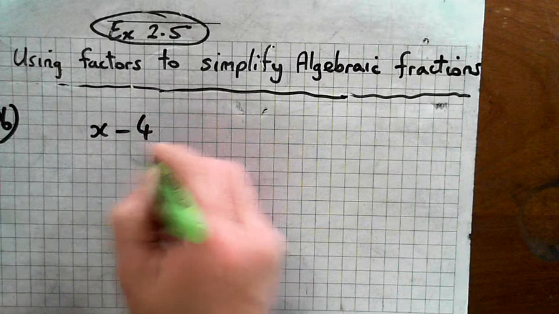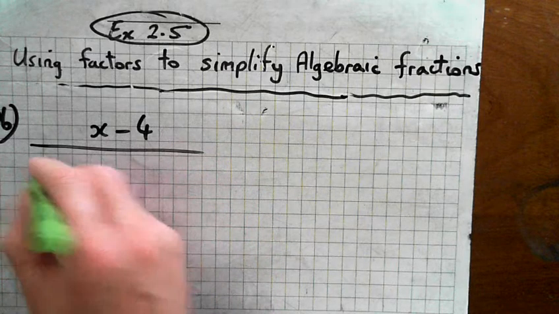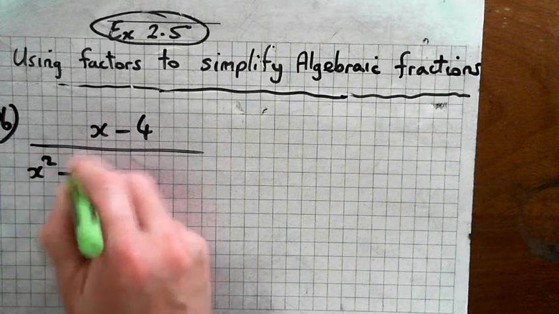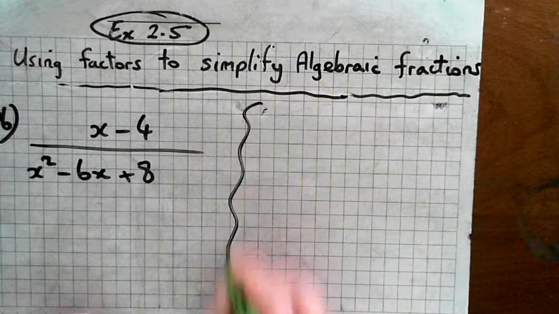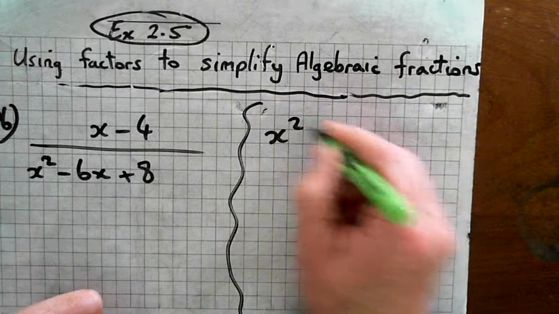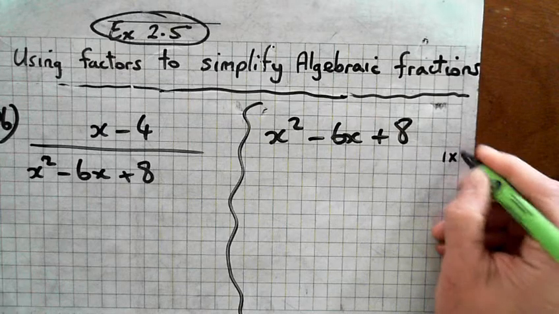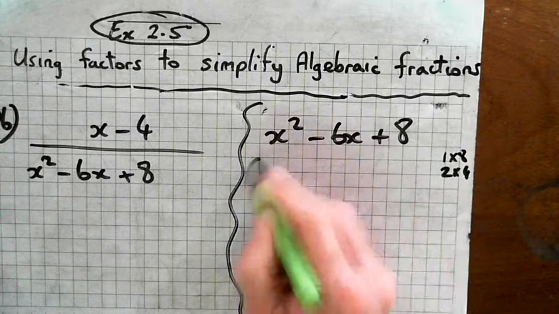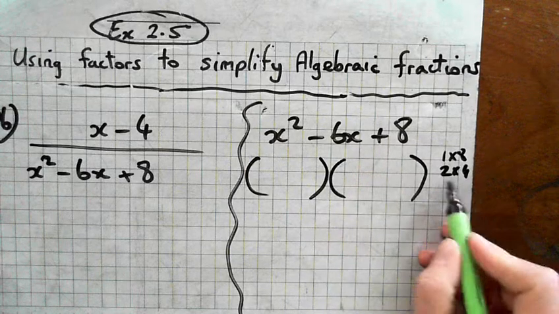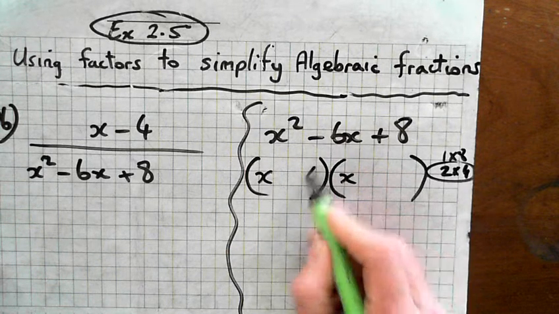Question 6. x minus 4 on top. We have to factorize this: x squared minus 6x plus 8. So we'll do it in the rough work over here. Factors of 8 are 1 times 8 and 2 times 4. Which pair adds up to 6? 4 and 2. So x, 4 and 2.